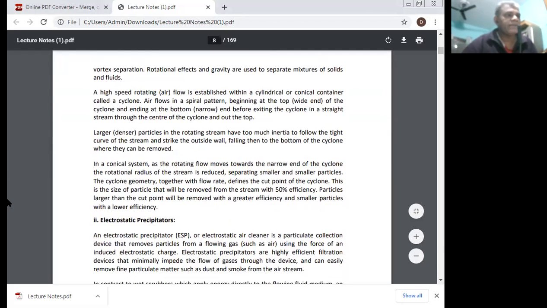In a conical system, as the rotating flow moves towards the narrow end of the cyclone, the rotational radius of the stream is reduced, separating smaller and smaller particles. The cyclone geometry together with flow rate defines the cut point of the cyclone. This is the size of the particle that will be removed from the stream with 50% efficiency. Particles larger than the cut point will be removed with greater efficiency and smaller particulates with lower efficiency.